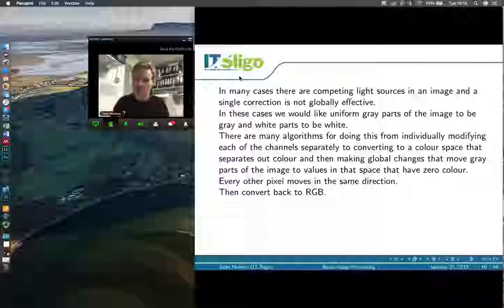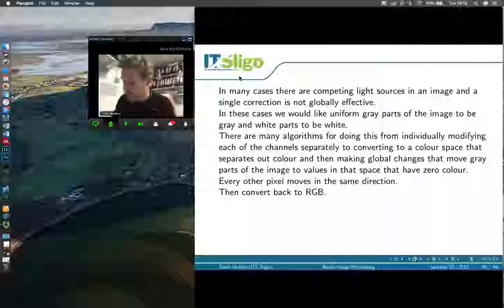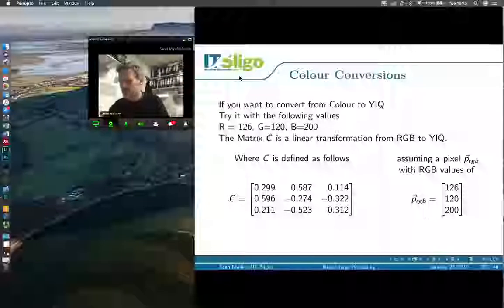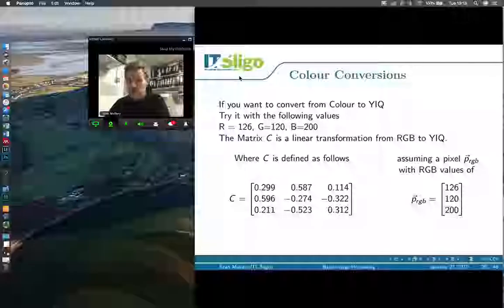So we move that, and then we move everything else by the same amount. Every other pixel moves in the same direction, and then what we do is we convert back to RGB. Okay, it's a very specific end of image processing, but it's one to be aware of. So if we want to convert from one color system to another, there's generally a set of matrices that we would use, and you'll normally find them in many different textbooks and so on.